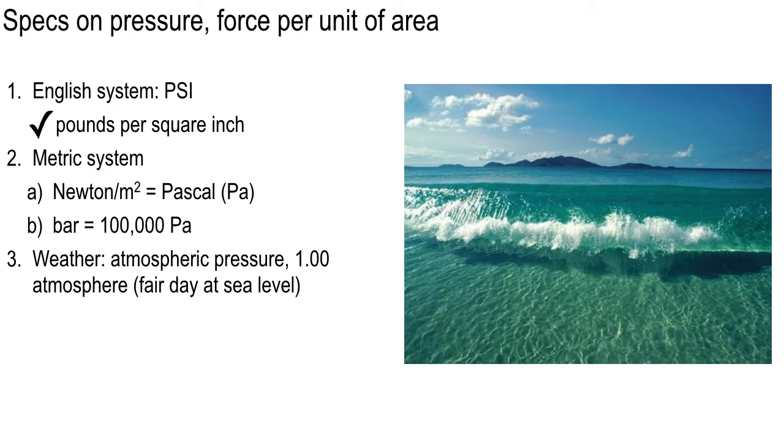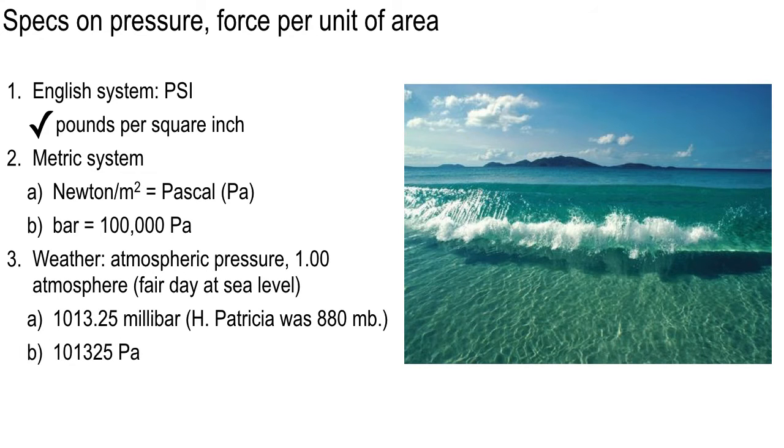So in weather science, atmospheric science, a lot of times they talk about the pressure in terms of how many atmospheres. Okay, so 1.0 atmosphere, which is the atmospheric pressure for a fair day, like today, at sea level, is about 1,013.25 millibars. Now, a millibar is the metric system equivalent that they talk about on the Weather Channel. In terms of pascals, 101,325 pascals.